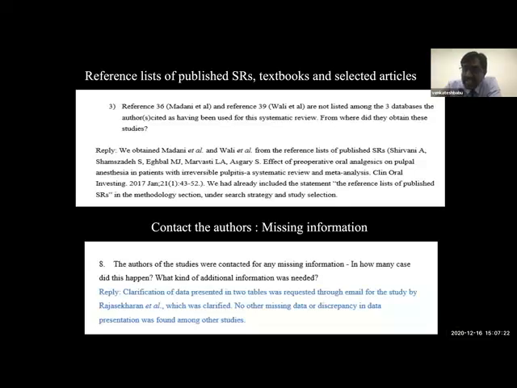So how we answer that is, the reference list of previously published systematic reviews has mentioned those two studies. So it means even though you use three databases, there are chances of papers getting missed. So that is the advantage of checking the reference list of previously published reviews.